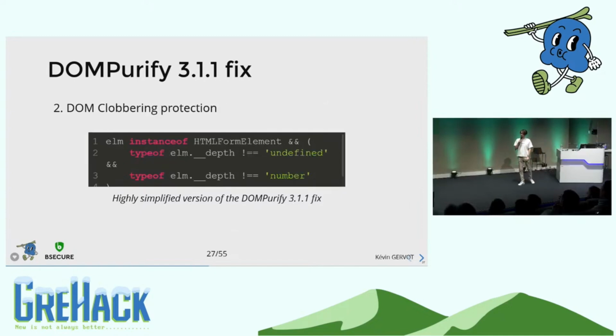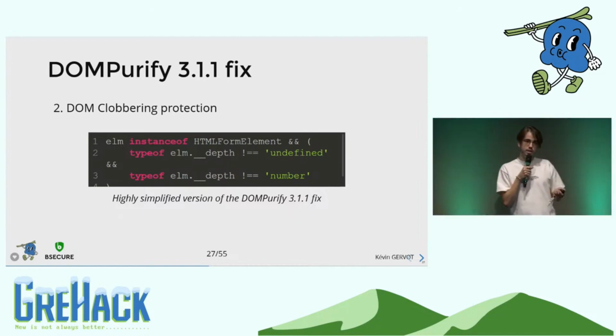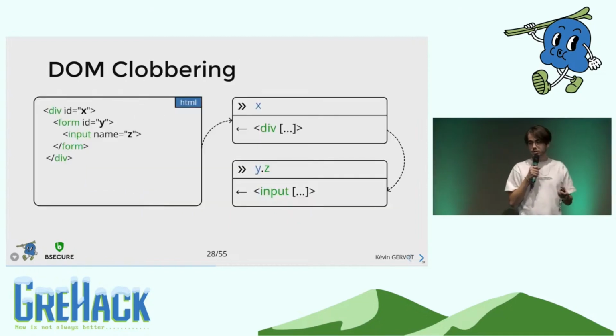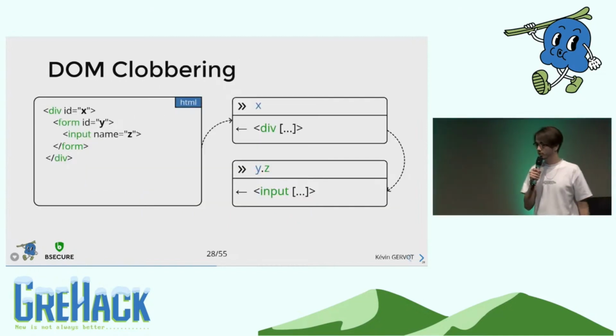To make sure that this fix doesn't get bypassed, they put in place some DOM clobbering protection to make sure that the depth attribute isn't something other than undefined or a number. For those who do not know what DOM clobbering is, here is a small example for you.